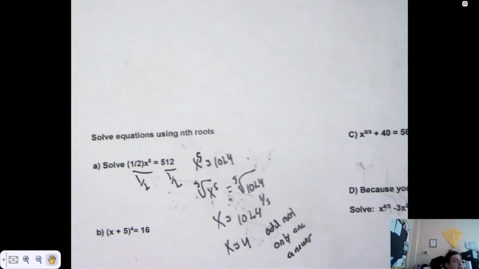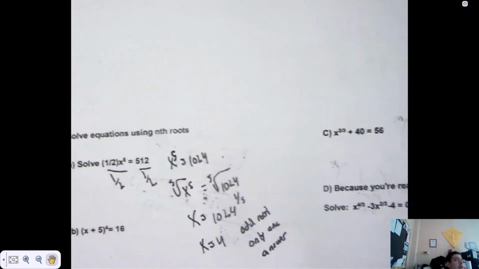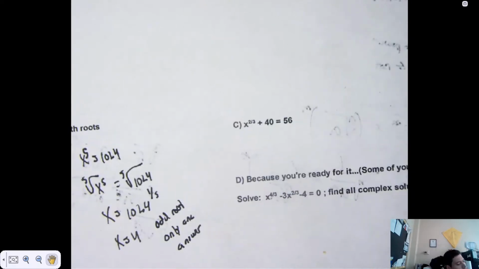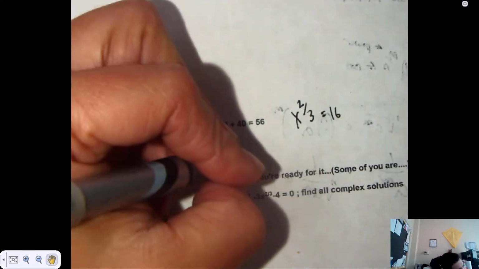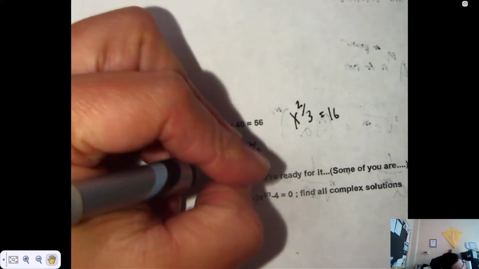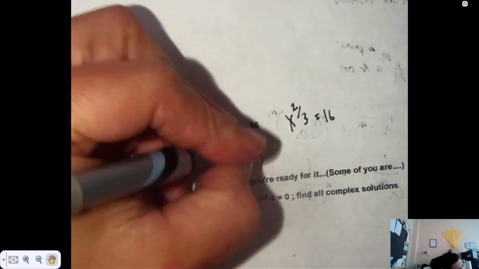I'm going to do example C. Probably call it class. Subtract 40. X to 2/3 equals 16. Well, this is funky. What's the opposite of 2/3? 3/2. Good. Raise both sides to the 3/2 power.